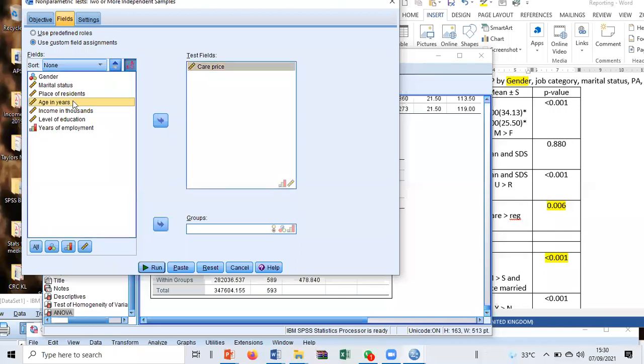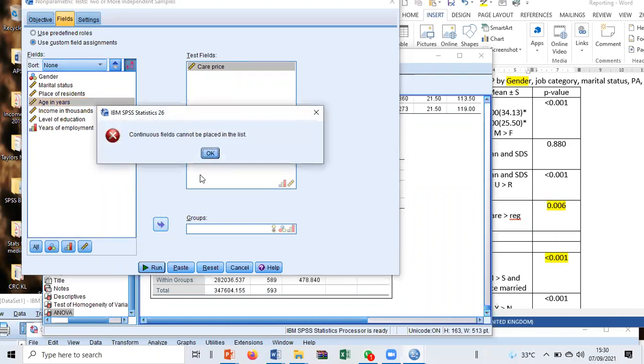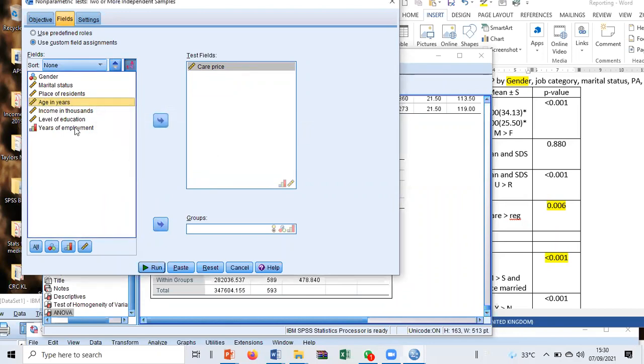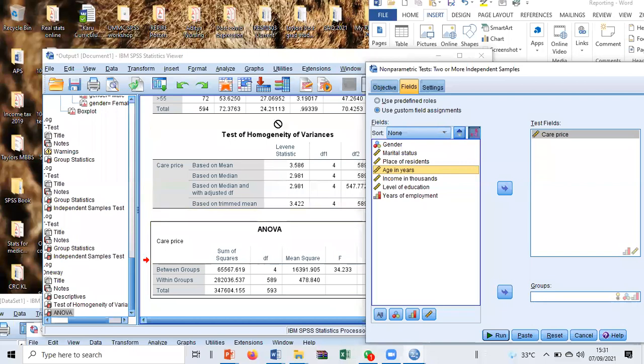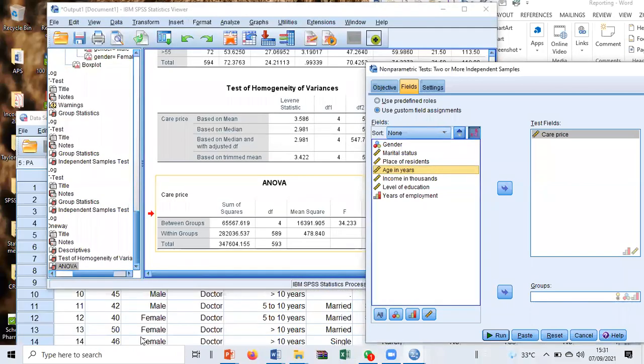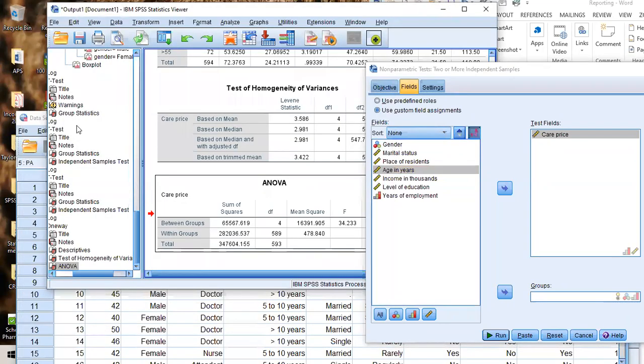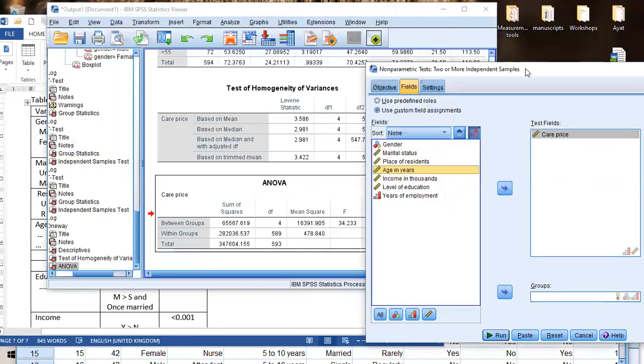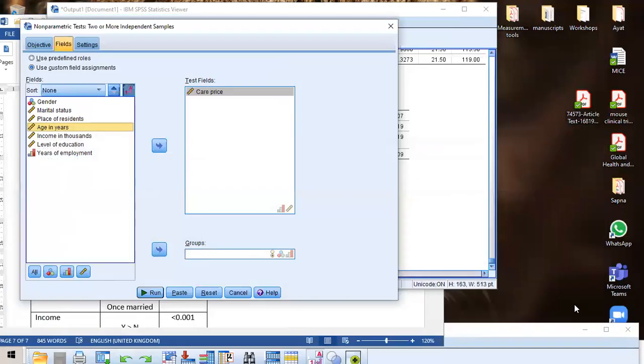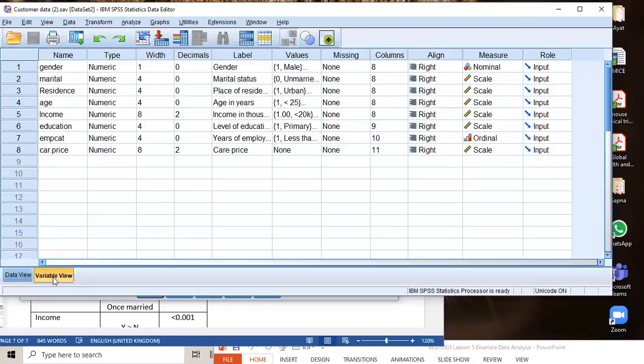Now some of you couldn't do it because age in years must be nominal, it cannot be scale. So we need to change it to nominal. Some of you had this problem, so you can change the labeling. Go to variable view. Currently scale means continuous, but some versions are different. So all are nominal, so I'll copy and paste all this here to set them as nominal scale.